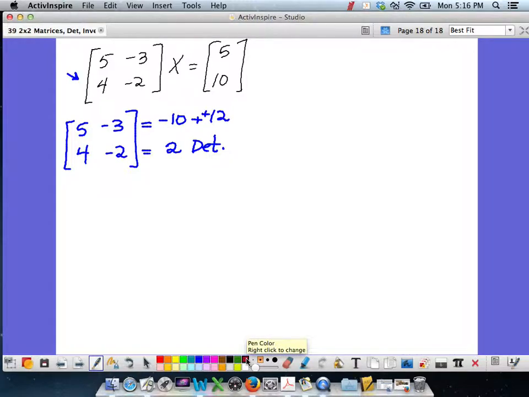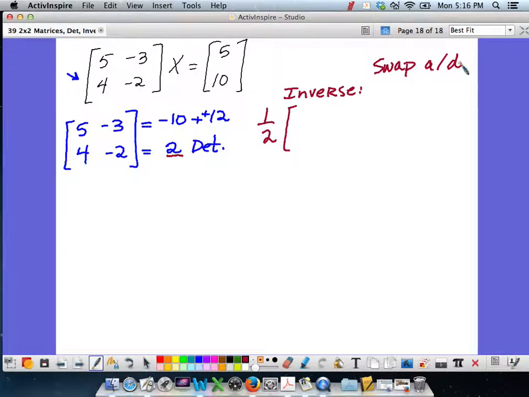To find the inverse, you say 1 over the determinant, 1 over 2 in this case, because there's my determinant here, and we swap A and D, change B and C. So we come back here, we're going to swap these two here, -2 and 5, and we're going to change the signs of -3 and +4 to +3 and -4.